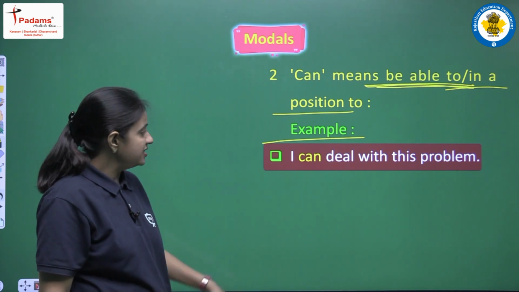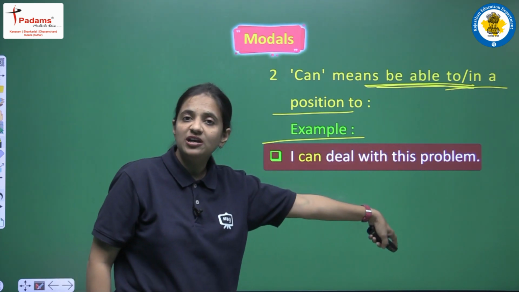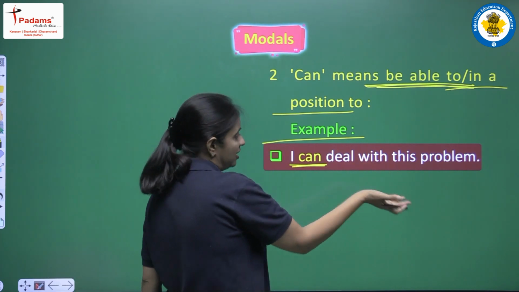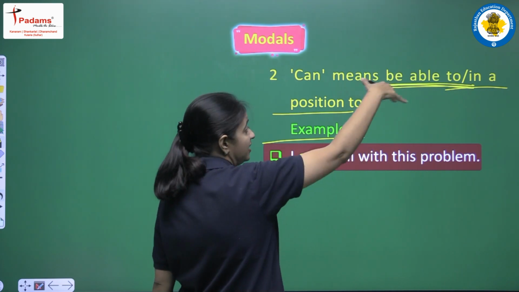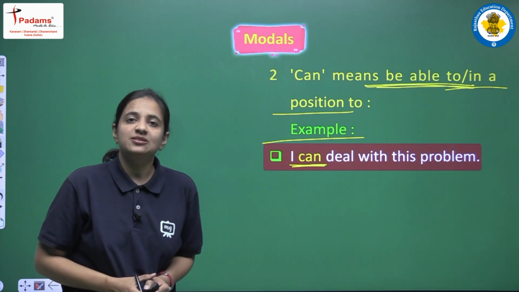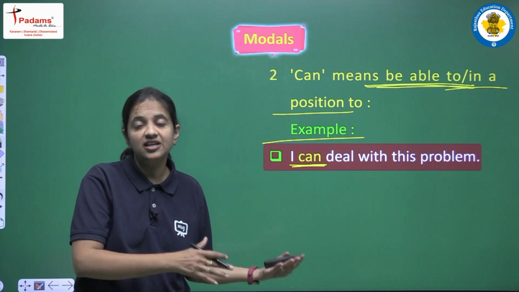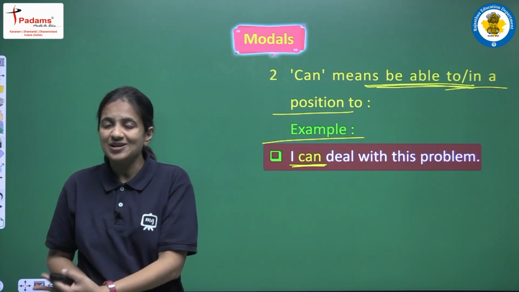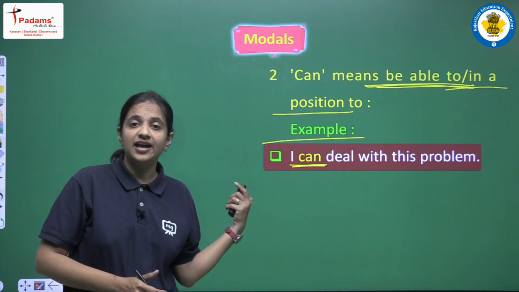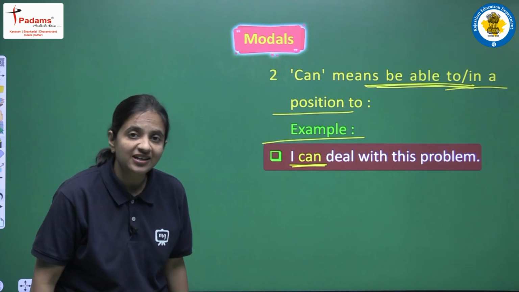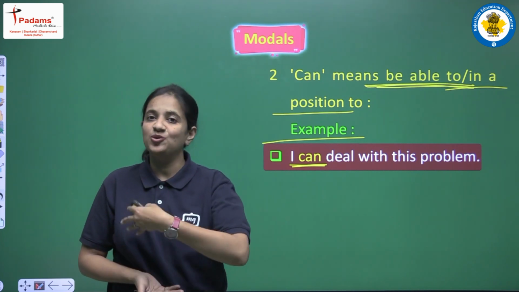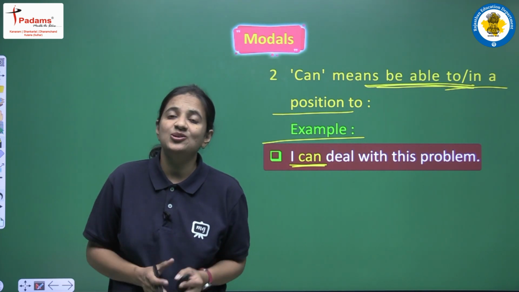Suppose we have this sentence: I can deal with this problem. What it actually means is that I am able to deal with this problem, or that I am in a position to deal with this problem. So to express that someone is able to do something or is in a position to do something, we also use can as a modal. And one thing that is very clear here is that can is used for all the subjects, singular and plural.